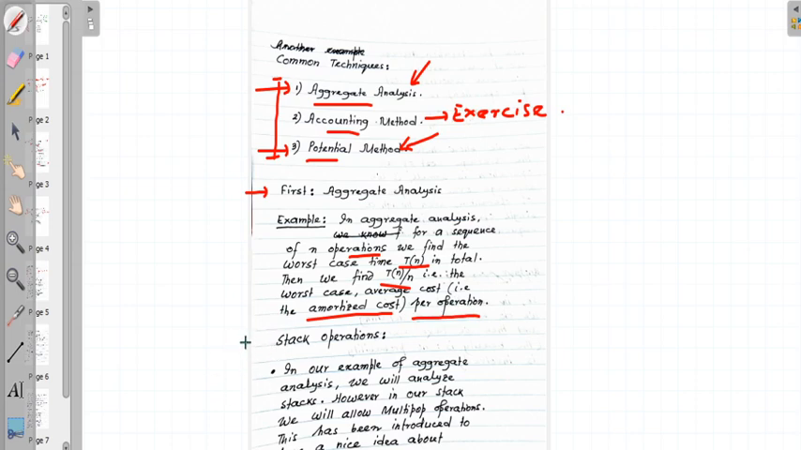And here the example that we'll be taking, that is given in this CLRS book, is called the stack operations. So in our example of aggregate analysis, we will analyze stacks. However, in our stack, we will allow multi-pop operations. This has been introduced to give a nice idea of amortized analysis.